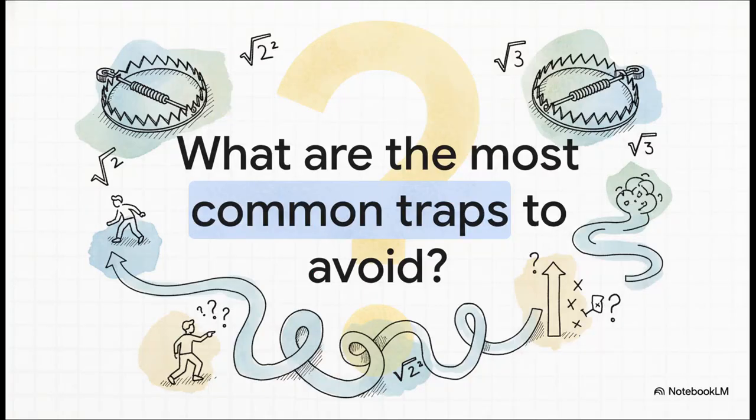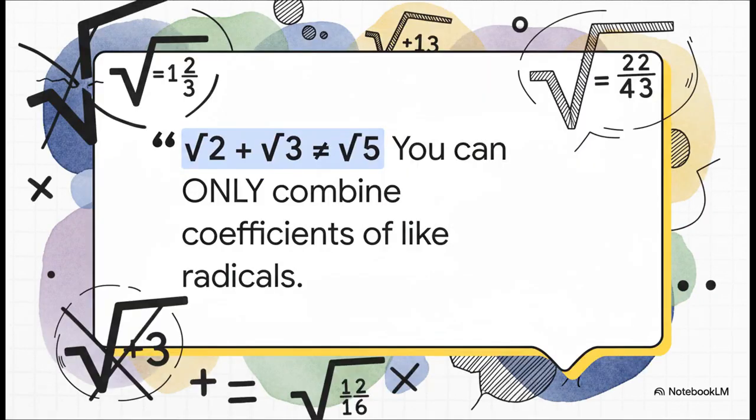You know, knowing the right way to do things is great, but knowing where people usually go wrong, that's even better. So let's talk about the 2 biggest traps that students fall into, so you can make sure to avoid them. Okay, this is trap number 1, and it is the most common mistake by a long shot. It is so tempting to just add the numbers inside the radical, but you absolutely positively cannot do that. The square root of 2 plus the square root of 3 is not the square root of 5. Just remember our main rule. You can only combine the numbers on the outside when the radicals on the inside are a perfect match.